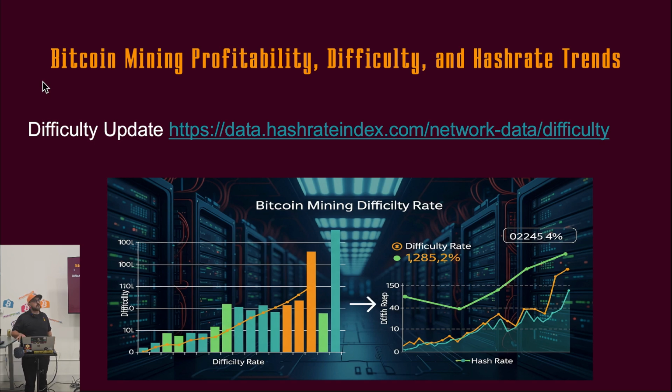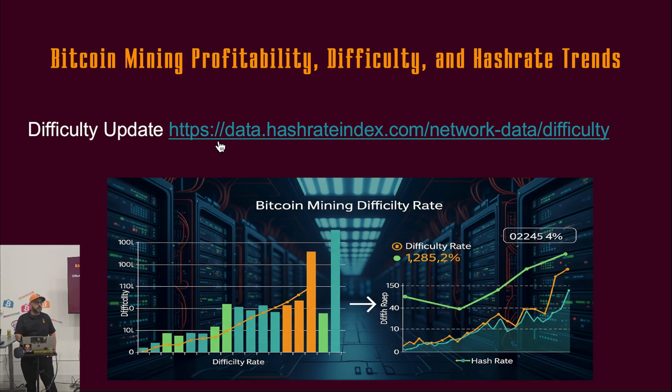The first thing I want to try to set as a recurring theme each month is a look at the current state of the mining industry from a profitability standpoint, looking at the difficulty rate and any general hash rate trends that might emerge. There are some pretty interesting things that happen during certain periods throughout the year that we tend to see as recurring themes or trends. So we'll dive into a few of those.